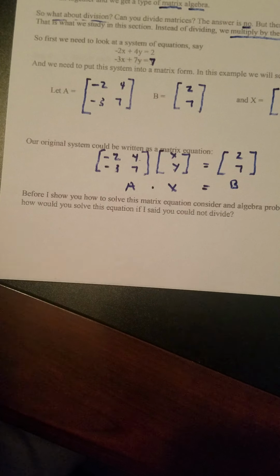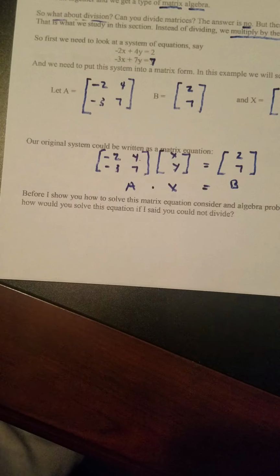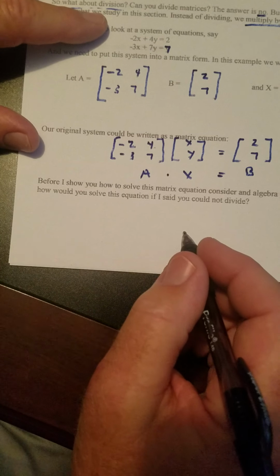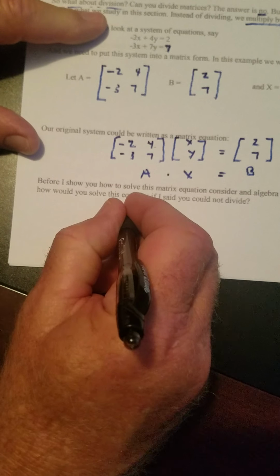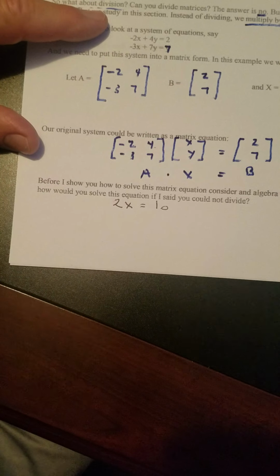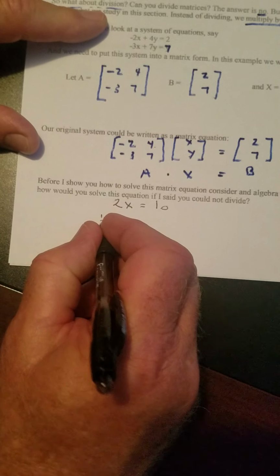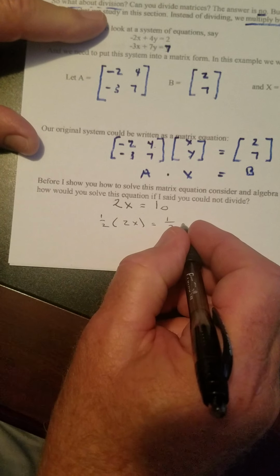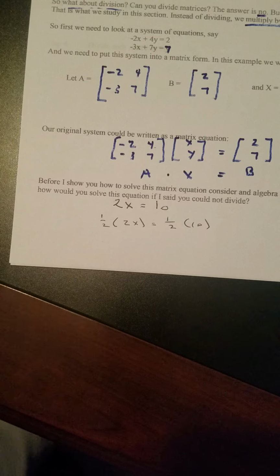Now, before I show you the next step, I'm going to switch pens here for a second. Let's say I had an everyday algebra equation that I wanted to solve. Let's make it easy, like 2x equals 10. And I said solve that, but you can't use division. So I can't divide both sides by 2. Well, what you might try is, instead of dividing, we multiply by the reciprocal on both sides. I didn't divide, I multiplied.